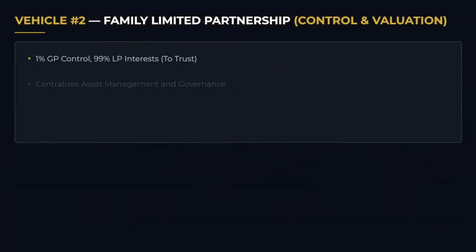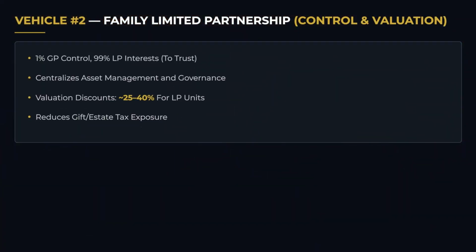Vehicle number 2, family limited partnership. This is the entity structure that family offices use to centralize control. Here's how it works. You establish a limited partnership. The general partner, which is you, 1% ownership, 100% control. Limited partners, that's the family trust, 99% ownership, 0 control. Transfer real estate portfolio into the partnership. The general partner makes all the decisions. The limited partners receive income distributions.